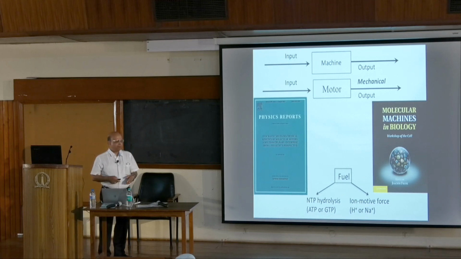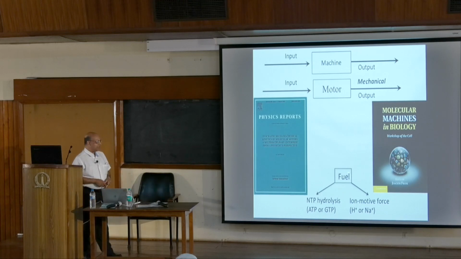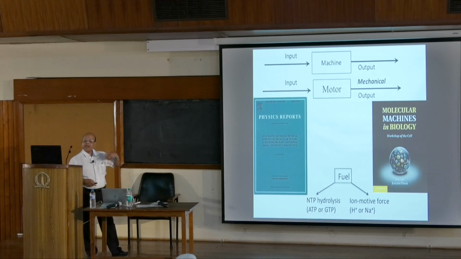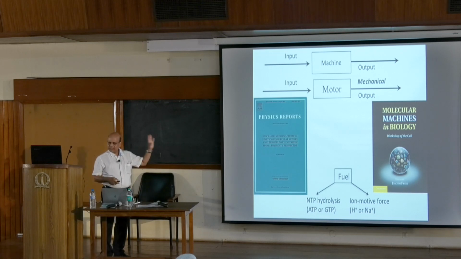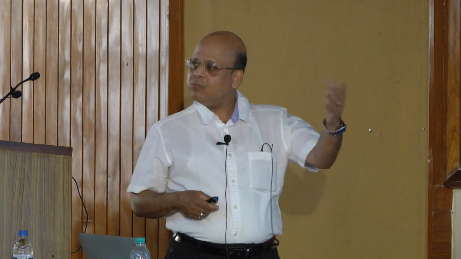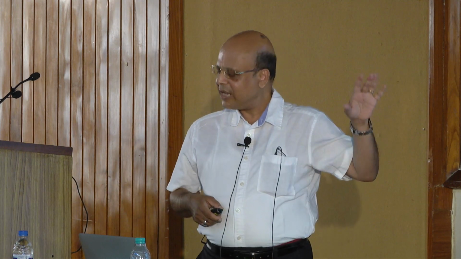Now, for all such machines, obviously as in our macroscopic world, fuel is needed, and in living systems there are two major sources of energy. One is called NTP hydrolysis. Basically, there are molecules called ATP or GTP, adenosine triphosphate or guanosine triphosphate, and they undergo a reaction called hydrolysis. The details of this reaction are not going to be important for us. What is important is that these reactions release some free energy, and part of that free energy is utilized for the movement of the motors. Of course, there is another source of free energy, but that is not going to be talked about in this particular symposium.